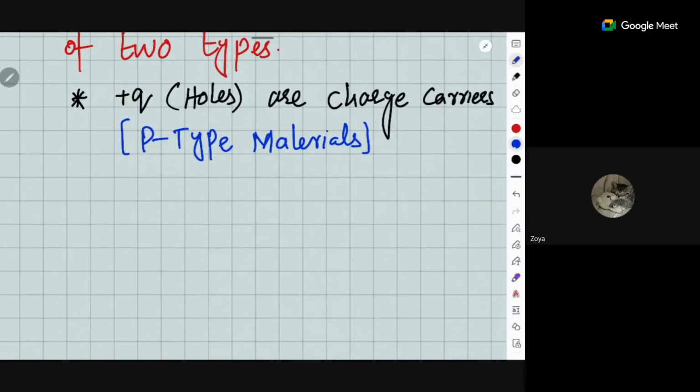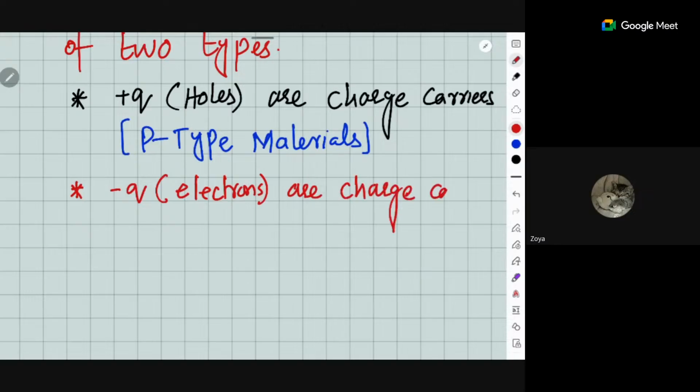And the second ones, they are negative charge carriers, yani electrons are charge carriers in them. That is why they are called N type material. What do we call them? N type material.